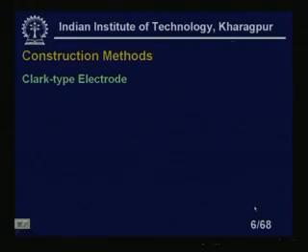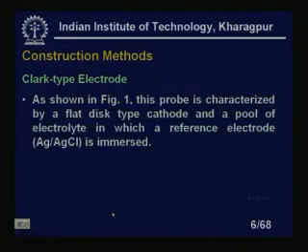Construction methods. Let us look at the Clark type electrode, as shown in figure 1, which will come after some time. This probe is characterized by a flat disc type cathode and a pool of electrolyte in which a reference electrode, which is Ag/AgCl, silver chloride, is immersed. That is the basic electrode we have seen. We will show that in the figure.